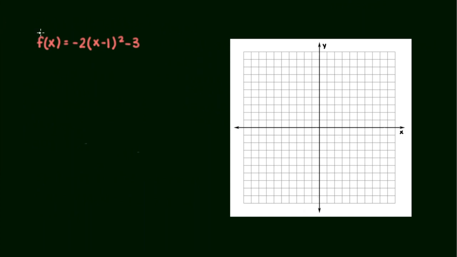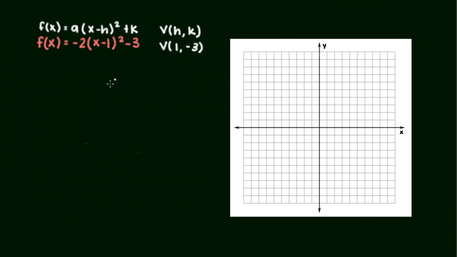Now remember that vertex form is f of x is equal to a times the difference of x minus h squared plus k, where the point (h, k) is the vertex of the graph. Now in this example, we can see that the vertex is the point (1, -3). But we do still need at least 2 more points to sketch the graph of a quadratic.